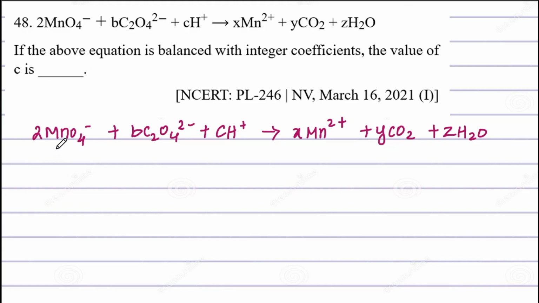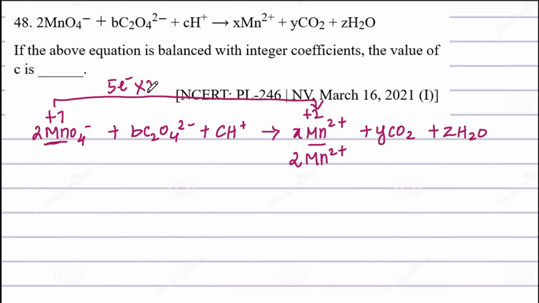So let us see the oxidation state of the oxidizing agent and the reducing agent. The oxidation state of manganese in MnO4 minus is plus 7, and in the product it is in Mn2 plus oxidation state, so it is plus 2. So from plus 7 to plus 2, the difference is 5 electrons. Here you are having 2 MnO4 minus, so the value of X will also be equal to 2 manganese atoms in product. So for one atom, the difference is 5 electrons. Then for 2 atoms, 5 into 2 equal to 10 electrons.